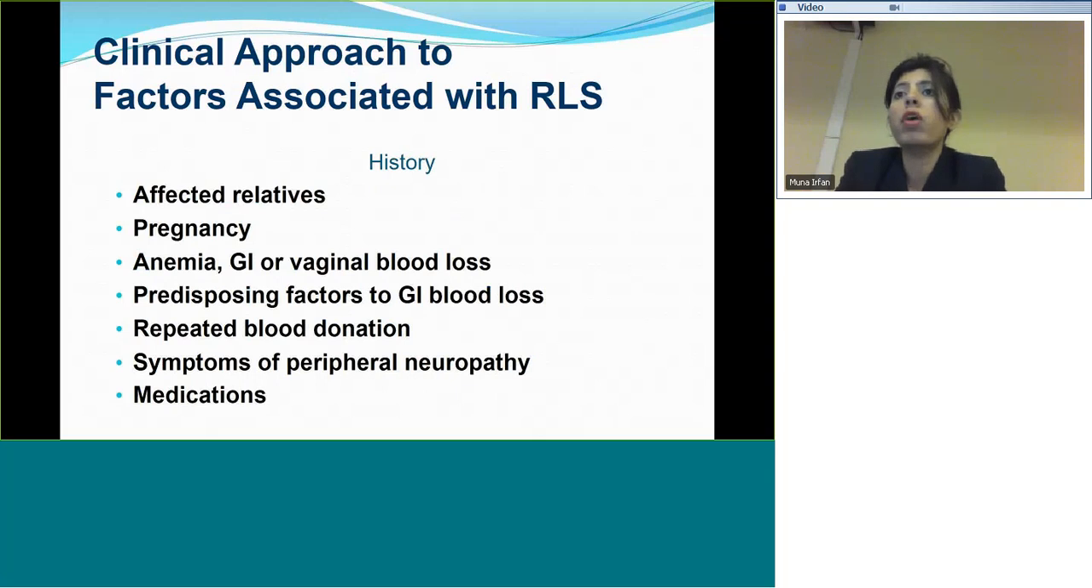Now, clinical approach. What are the other features that are important when we are asking the patient about the history? Whether they have any family history of relatives being affected also with restless leg symptoms. Pregnancy, of course, like I said, has a strong association. Anemia, of course, the patient is not going to tell us whether they have anemia unless they know it already or if they have been diagnosed. But in terms of history, any chronic or acute cause of blood loss, gastrointestinal or vaginal, predisposing factors to GI blood loss. Of course, we need to make sure that we screen those patients, and if there's been any history of repeated blood donation, and symptoms of peripheral neuropathy.